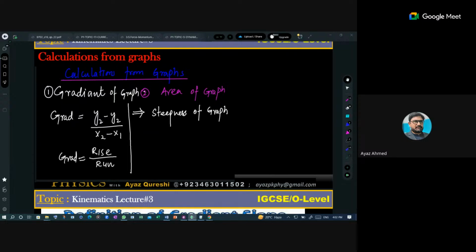So here, for calculations of gradient, you know what we do, we have this variable y2 minus y1 divided by x2 minus x1, a rise over run. And then for area of the graph has different techniques to find it out. And what I was talking about, the gradient is basically the steepness of the graph.